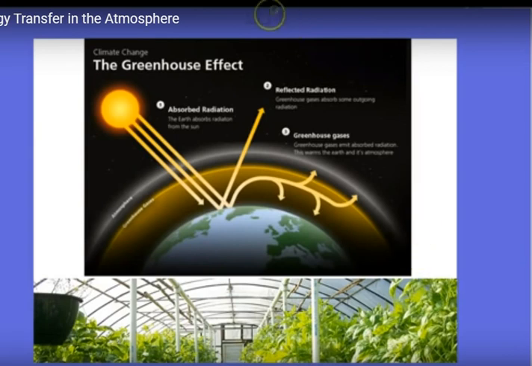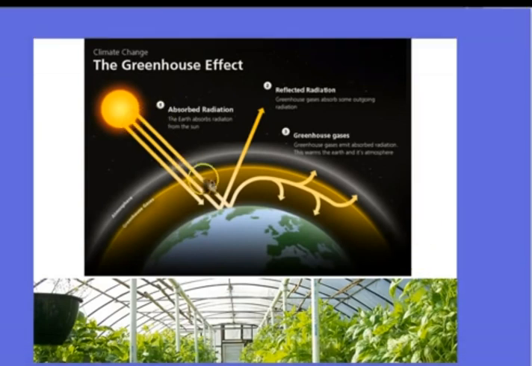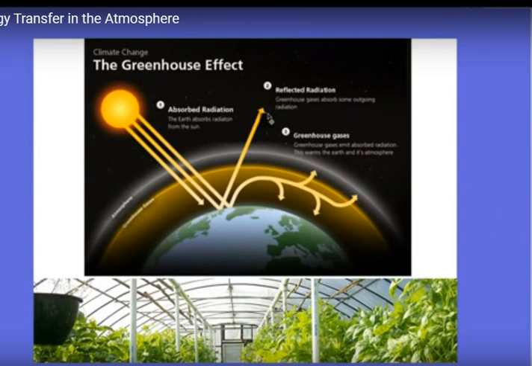Okay, we know that the sun brings in radiation in terms of visible light, infrared light, and ultraviolet light. Okay, about half of it hits the surface, most of it gets absorbed. Some of it, greenhouse gases will absorb some outgoing radiation. Okay, but a lot of it ends up getting kicked back out. That's what we saw in the example.